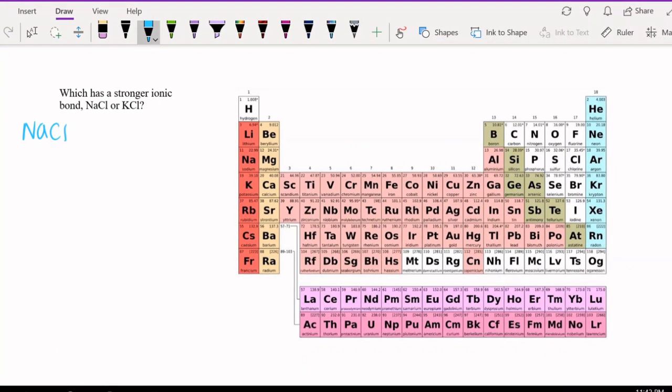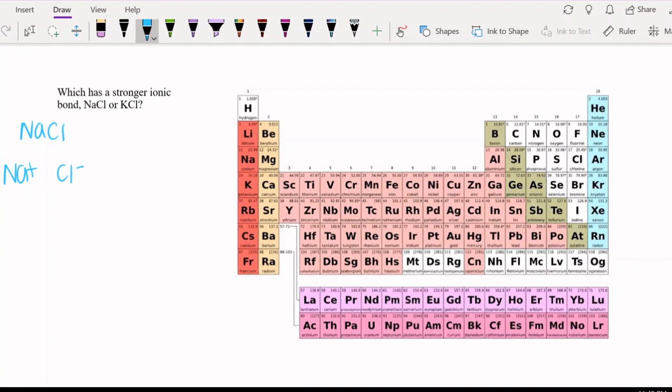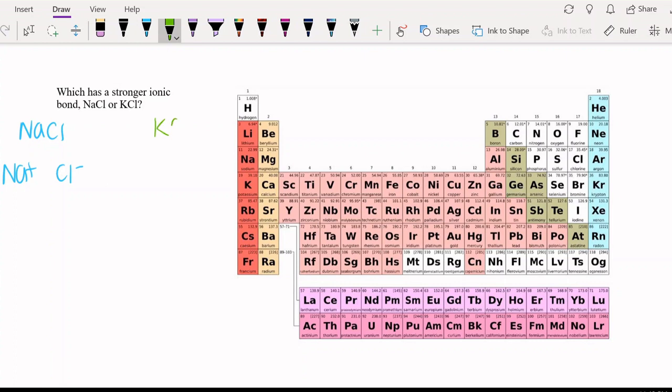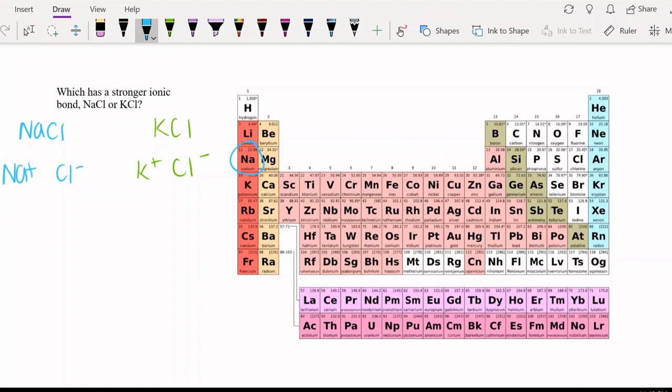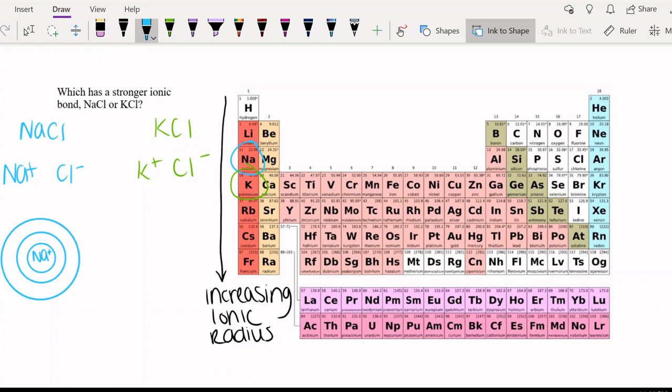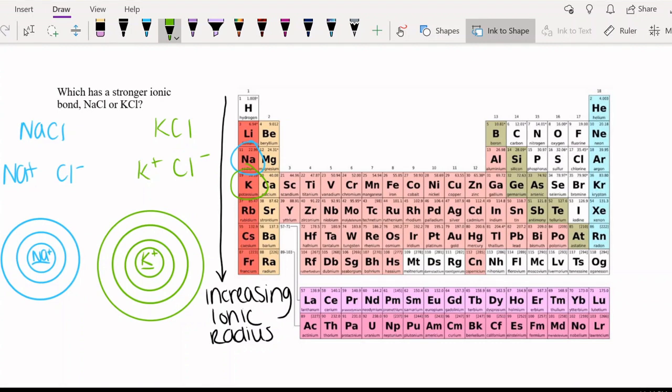Each compound is made of two ions, sodium and chloride or potassium and chloride. To find out the bond strength, we need to look at the relative sizes of the ions. Both molecules have the chloride ion, so we're going to compare the sodium and potassium ions. The sodium ion is higher on the periodic table than the potassium ion, so the sodium ion is smaller than the potassium ion. So, because sodium has a smaller radius, when the sodium ion bonds to the chloride ion, the ions can be closer together.